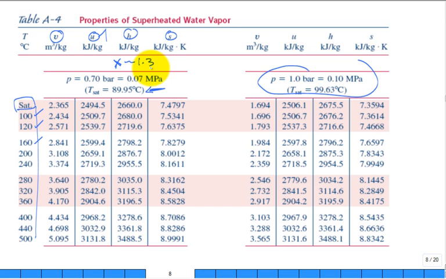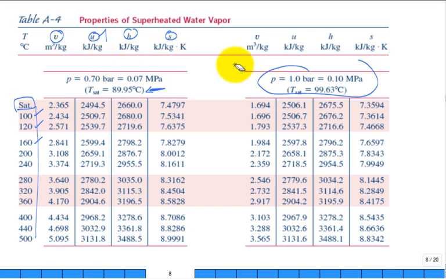Now, interesting, you can extrapolate out into the superheated region and maybe get a quality of 1.05, and that'll actually give you a pretty good number, close to the real number. So it won't be off much, but just don't do it. Don't ever have a quality greater than 100%.